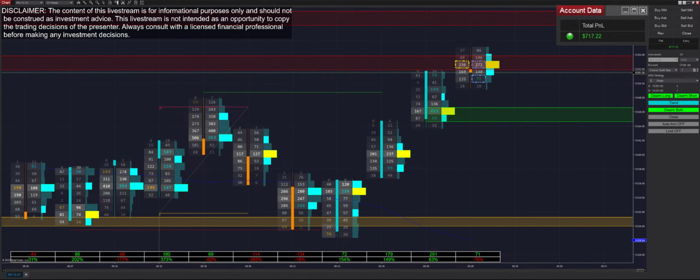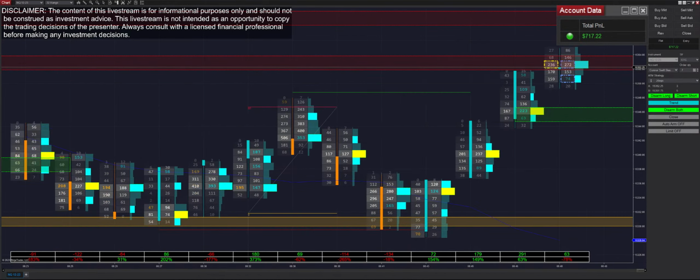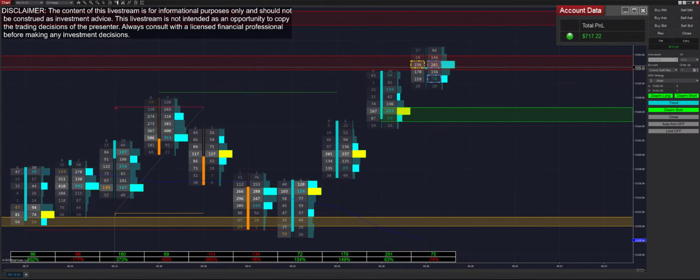Also, we did switch it into trend mode here when we broke out of this range. We obviously got some pretty strong upward movement there.